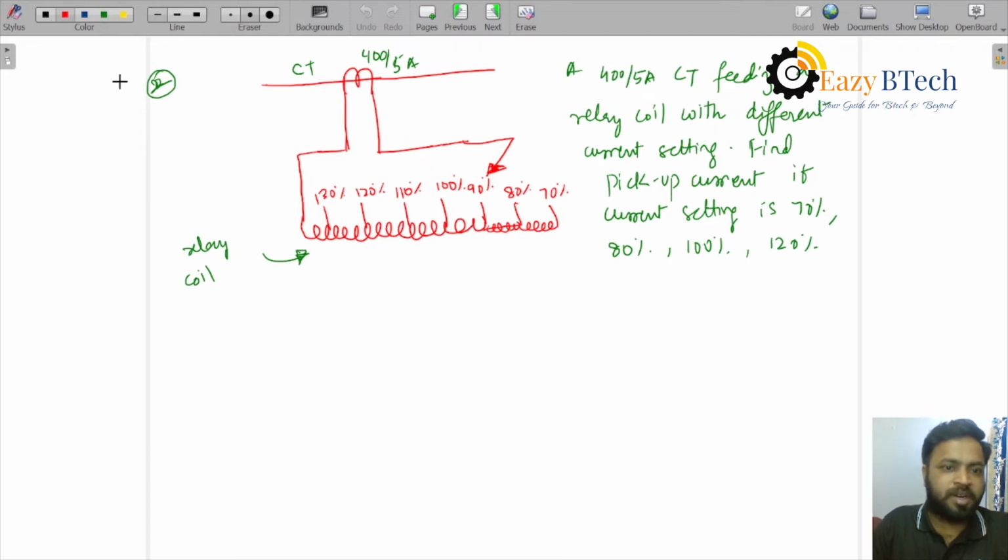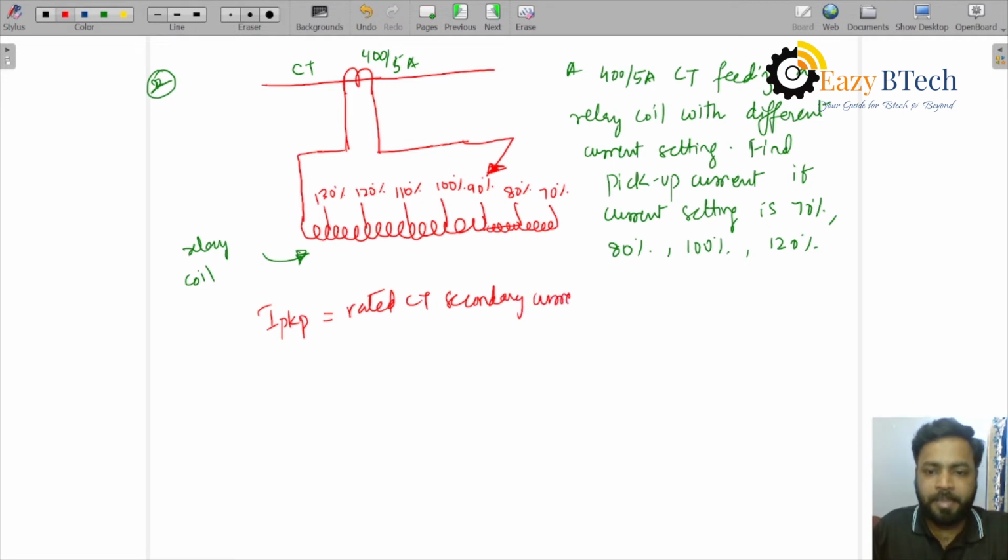So let me first write down the pickup current formula. So we know that I pickup equals rated CT secondary current multiplied by current setting.